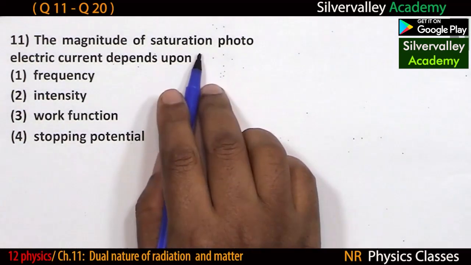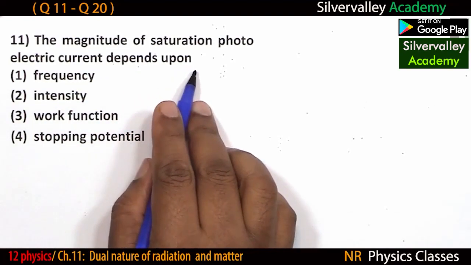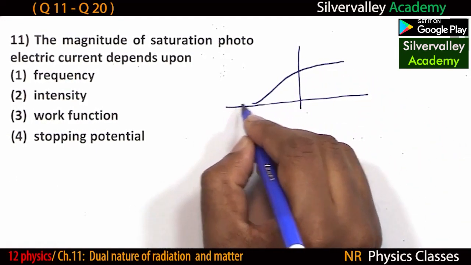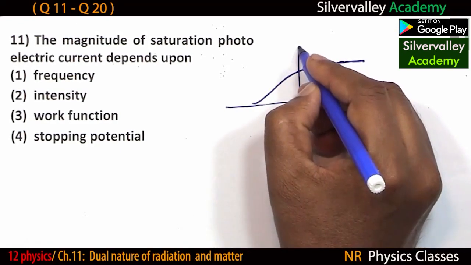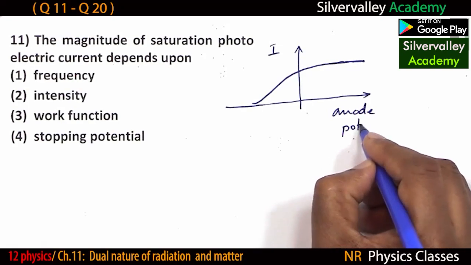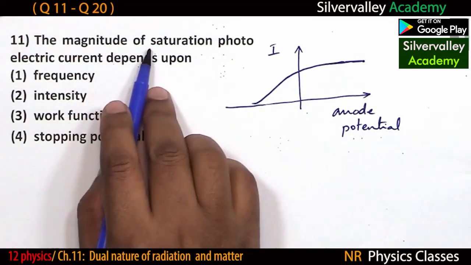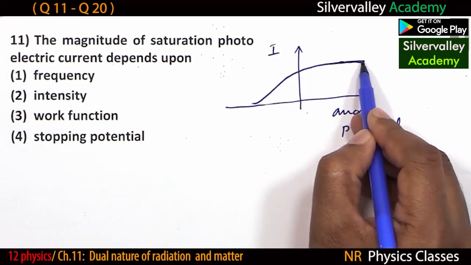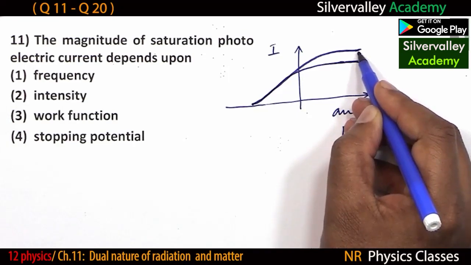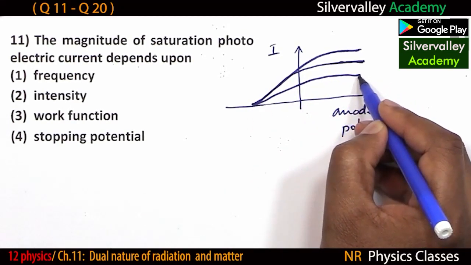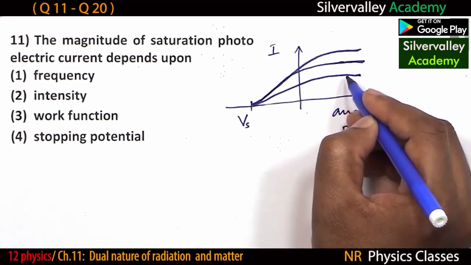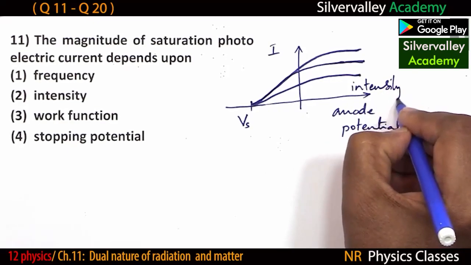The magnitude of saturation photoelectric current depends upon... Recall this graph. So this part is the saturation current. It is a graph of photoelectric current versus anode potential. The magnitude of saturation photoelectric current, so magnitude of this current. If intensity of incident light is more, then this is how we get the graph. If intensity is less, then this. X-intercept gives stopping potential, whereas magnitude of saturation current depends on intensity of incident light.